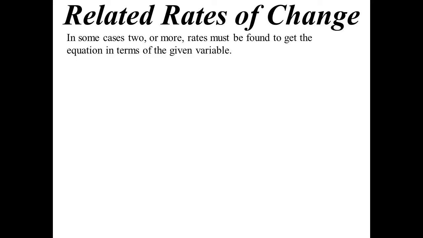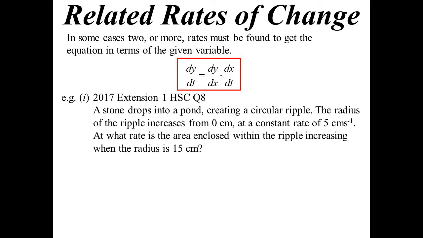So let's have a look at this idea of related rates of change. We've seen it before, but it's when we can combine two or more rates to find another rate. So it uses, well, the chain rule, implicit differentiation, whatever you want to call it, it's all the same idea. So let's have a look at an HSC one.